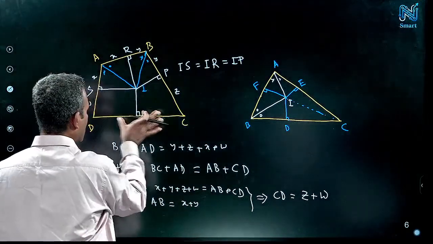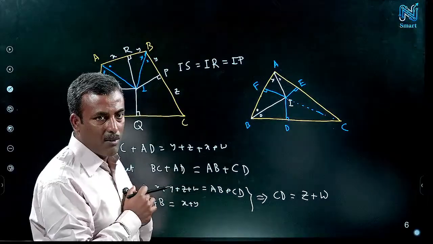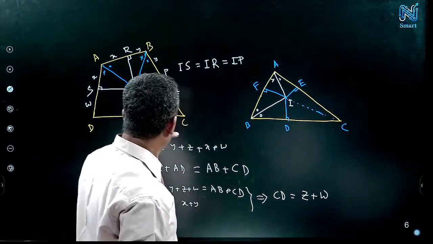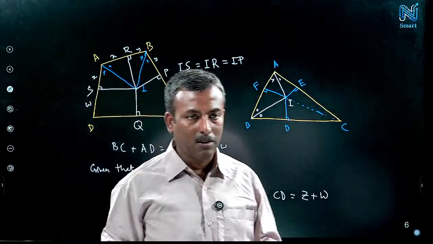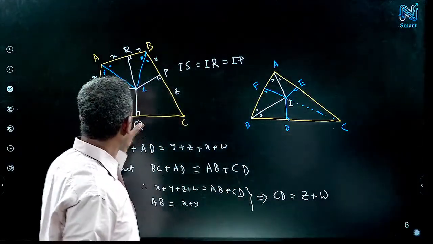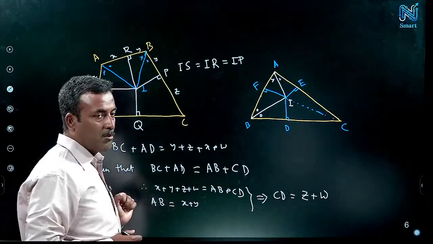So this plus this is equal to the whole thing, right? But we don't know whether this point is the point of contact or not. How do you prove that? How do you prove that this will be z and this will be w?